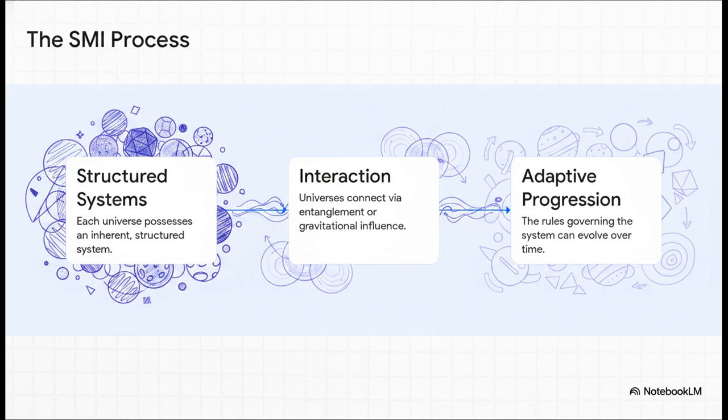So how would this even work? Well, it kind of breaks down into a few steps. First, every universe has its own internal structure, its own rules. Second, and this is the big one, they're connected. Maybe through something wild like quantum entanglement, or even gravity somehow leaking from one universe into another. And finally, the whole system adapts. The rules of how they interact can actually change and evolve over time. So it's not some static, pre-written program, right? It's more like a living, evolving cosmic web.